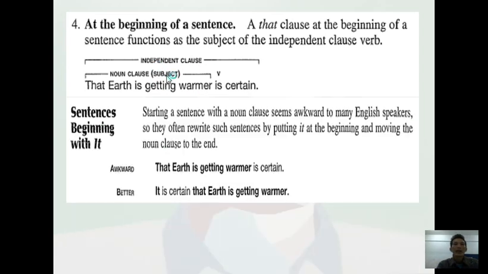Okay, and starting a sentence with a noun clause seems awkward to many English speakers, so they often rewrite such sentences by putting it at the beginning and moving the noun clause to the end. For example, when we want to create that Earth is getting warmer is certain, we are able to change it using it: It is certain that Earth is getting warmer. Okay.